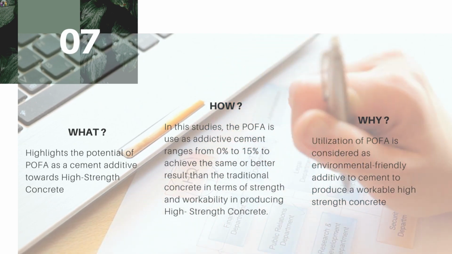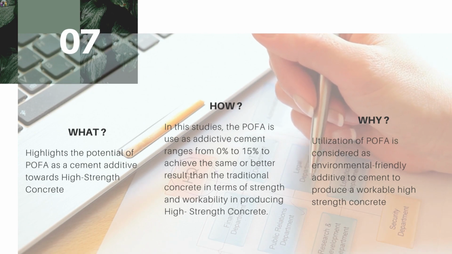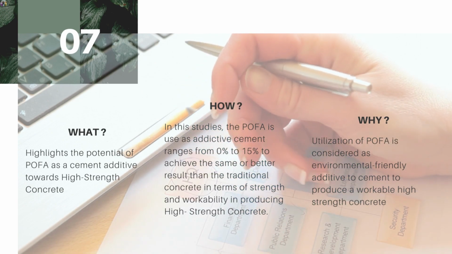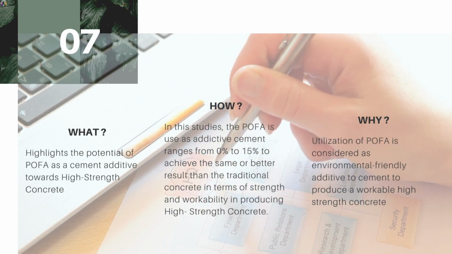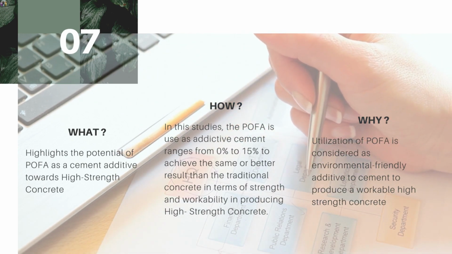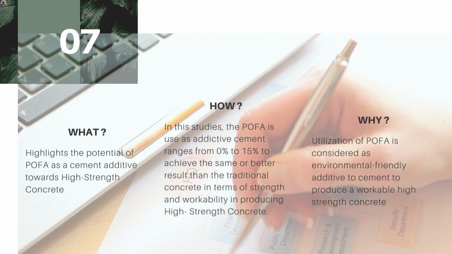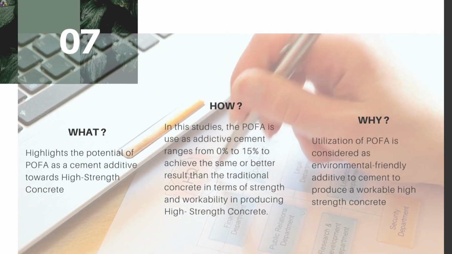How is it done? In this study, POFA is used as an additive to cement ranging from 0% to 15% to achieve the same or better result than the traditional concrete in terms of strength and workability in producing high-strength concrete. Why is the research done? Utilization of POFA is considered an environmentally friendly additive to cement to produce a workable high-strength concrete.